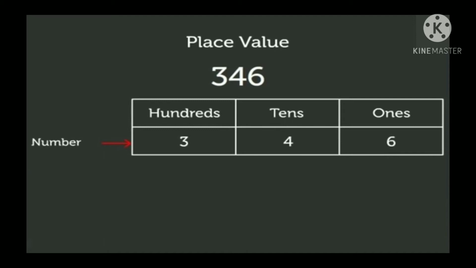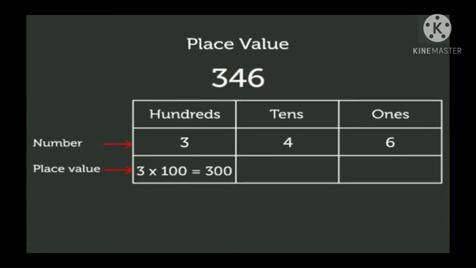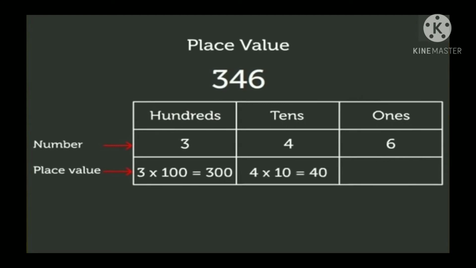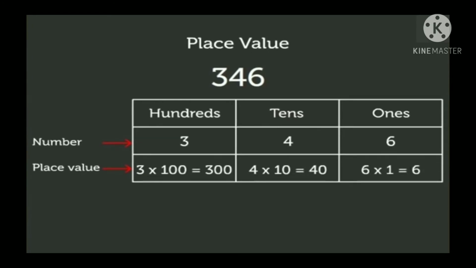In the place value chart, if we put these numbers, from the right side we'll start putting the numbers. So 6 will go under the ones column, 4 will go under the tens column, and 3 will go under the hundreds column. Now for 3 we'll start with the greatest place value. The place value of 3 is 300. Now for tens we can write 4 tens, which means 40. And for 6 we can write 6 ones, which is equal to 6.